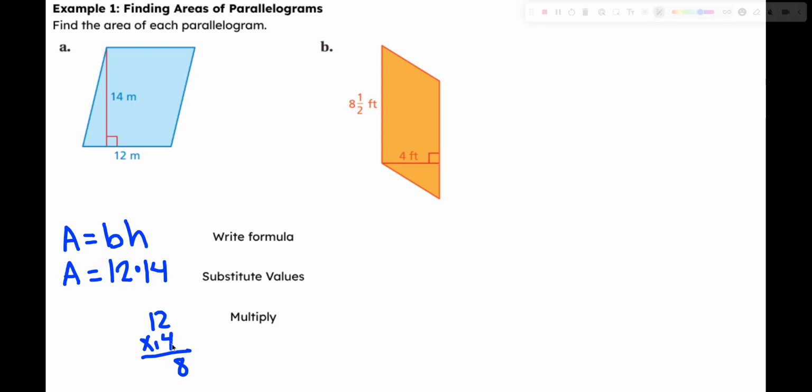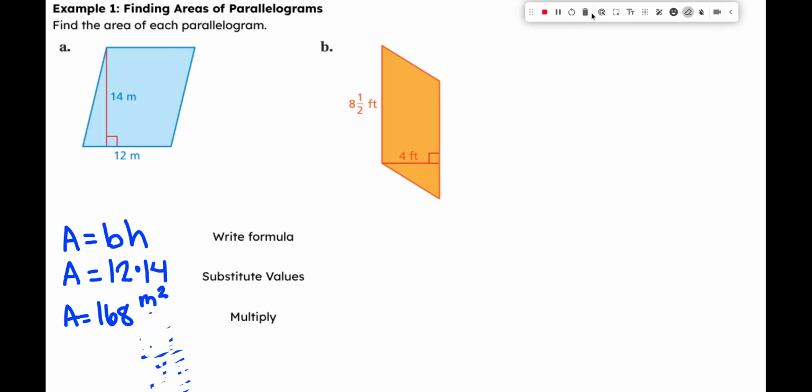4 times 2 is 8. 4 times 1 is 4. Go down here. 1 times 2 is 2. 1 times 1 is 1. Added up, my area is 168. And then we're also going to write meters squared, because when we are multiplying, we're actually doing 12 meters times 14 meters, and meters times meters is meters squared. So that's what we are writing there. I should have written this off to the side.